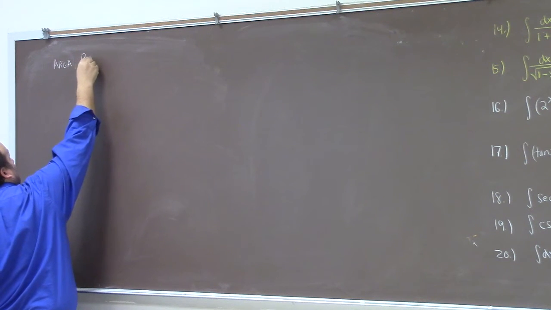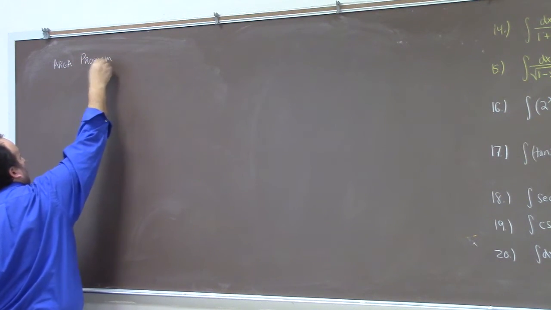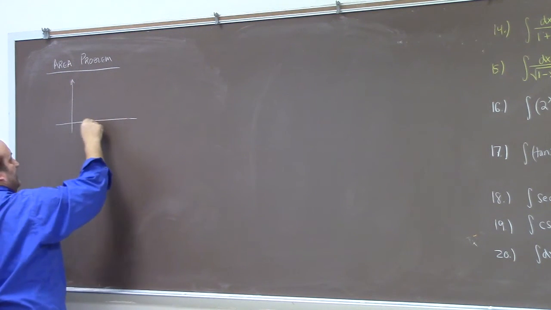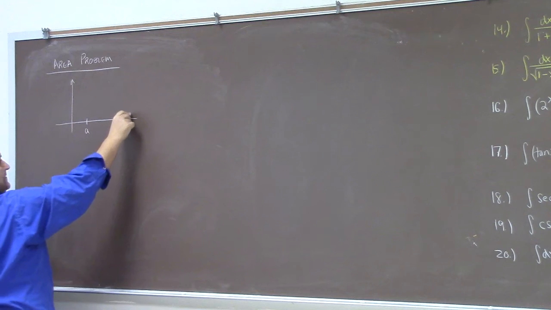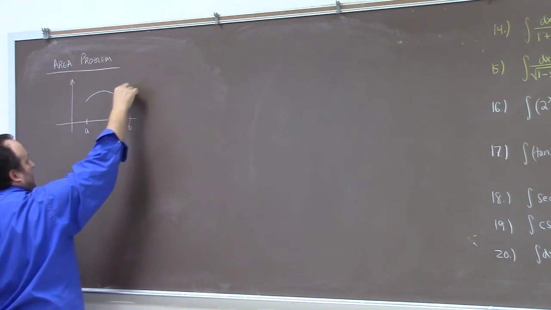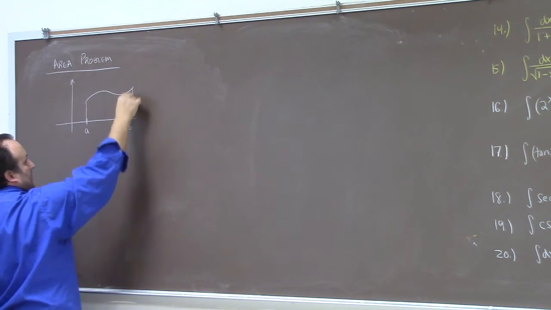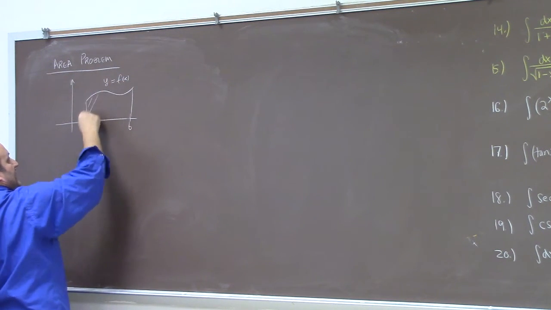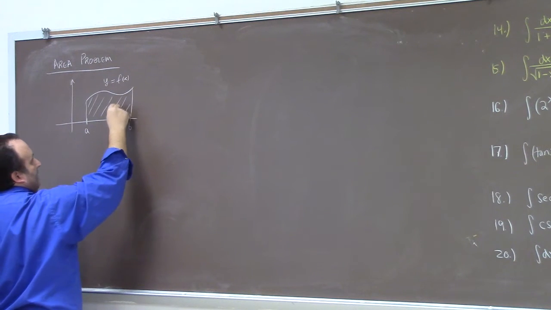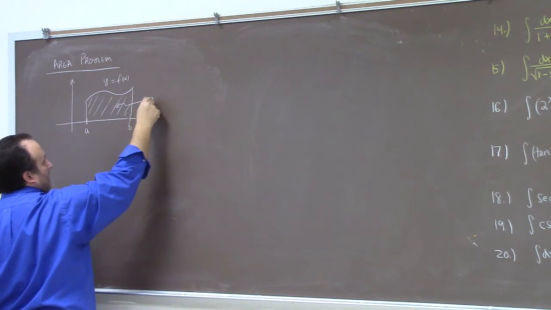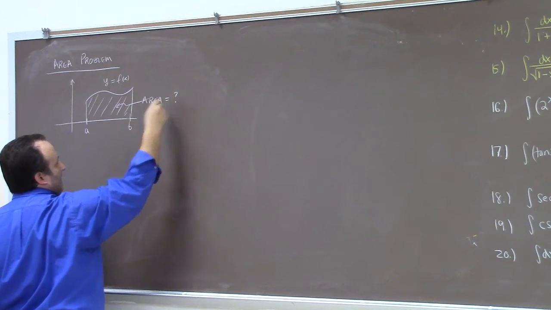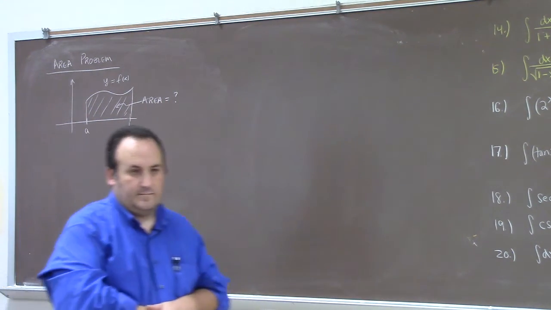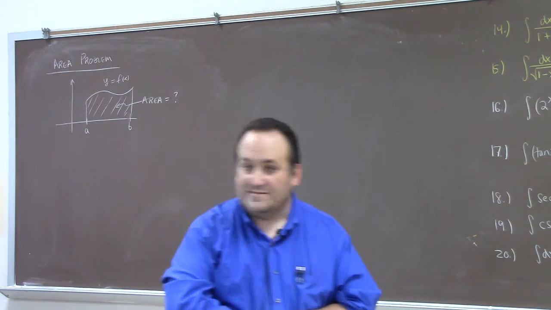So the area problem basically is just this. Here's the most plain Jane version of it. A, B, like this. You've got some function y equals f of x. The question is how to find this area. This is the area problem. So how would you guys do it?